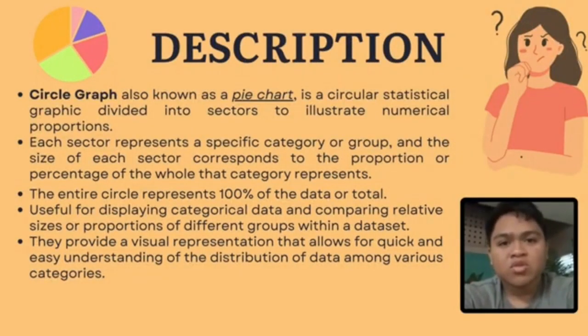Circle graphs, also called pie charts, are visual tools used to represent categorical data. They divide a circle into sectors, with each sector representing a specific category or group. The size of each sector corresponds to the proportion or percentage of the whole that category represents. This makes it easy to compare the relative sizes or proportions of different groups within a dataset at a glance.